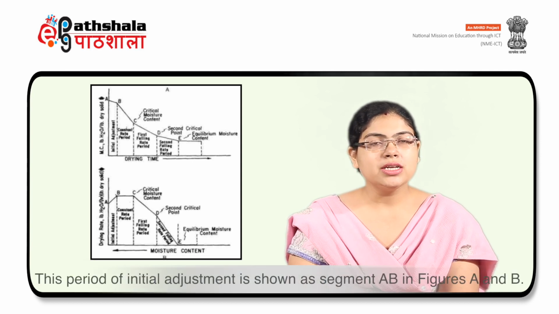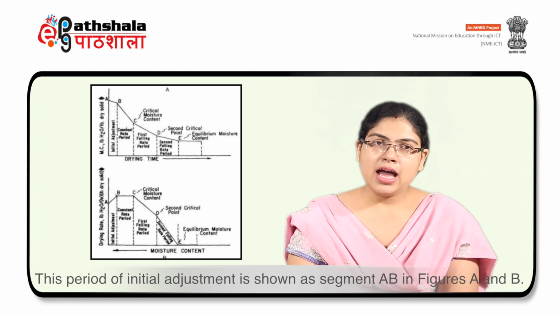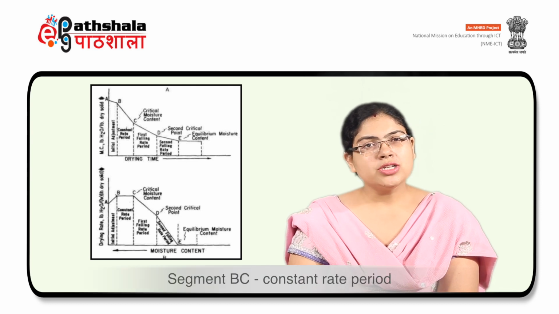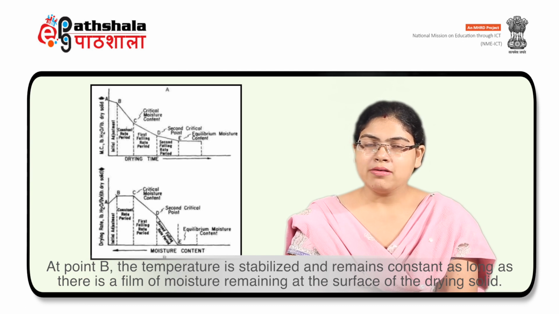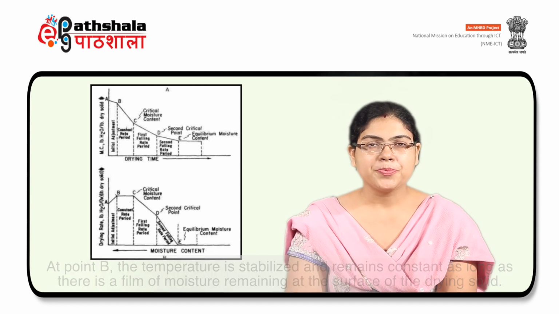This period of initial adjustment is shown in segment AB in figure A and figure B. Now we will discuss segment BC, that is the constant rate period. At point B, the temperature is stabilized and remains constant as long as there is a film of moisture remaining at the surface of the drying solid.